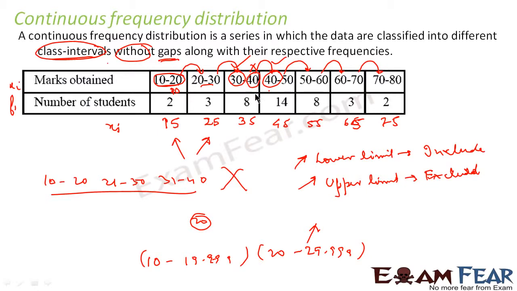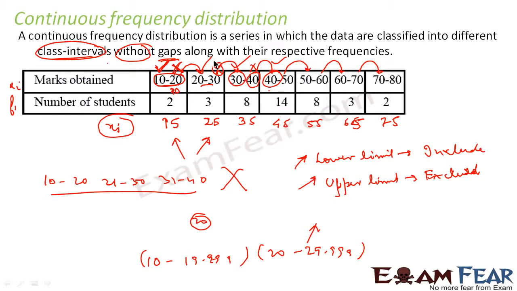Then let me repeat the two doubts we had. First thing, how we found the value of xi. Since it is a range, we'll just take the mean of the lower and upper values. So xi will be 10 plus 20 by 2, that is 15, 25, 35 and so on. Similarly, whether the values are included or not, the rule is the lower limit is included and the upper limit is excluded. Please remember, lower limit is included and the upper limit is excluded.